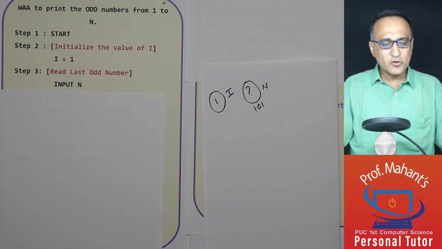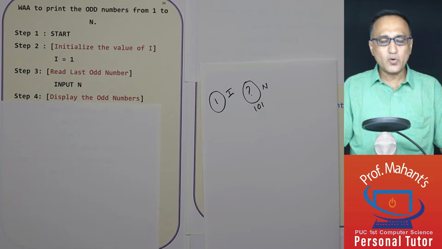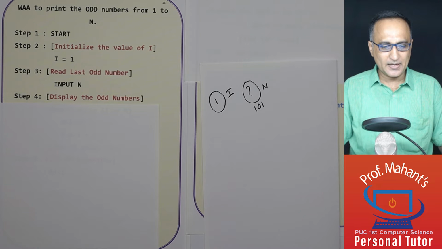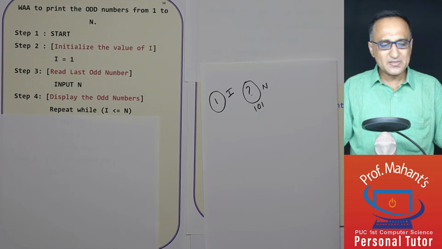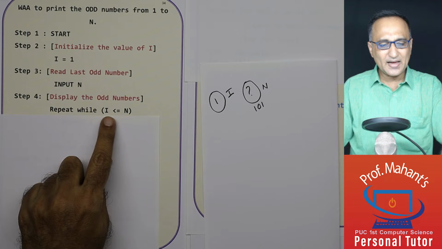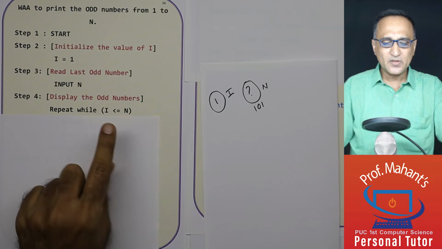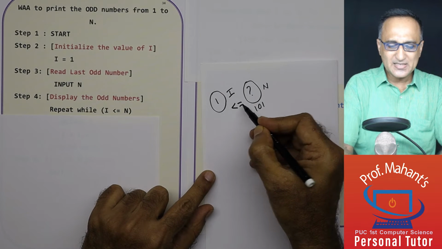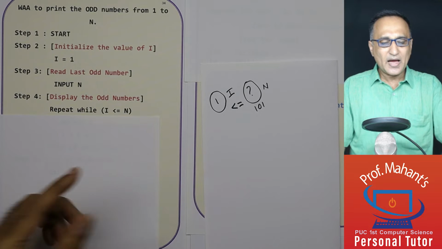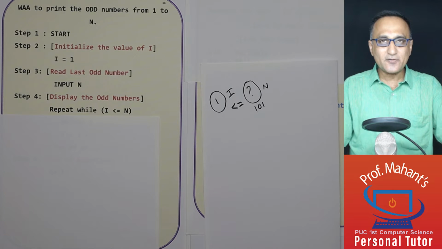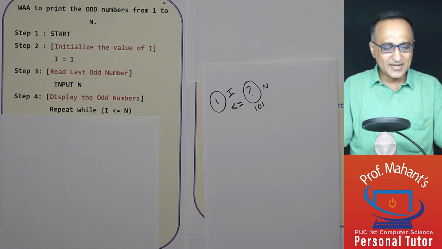Then I am going to show you a new way to run a set of statements multiple number of times. So what I am saying is repeat while I is less than or equal to n. So as long as the value of I is less than or equal to n, I am doing a set of zero or more statements again and again.